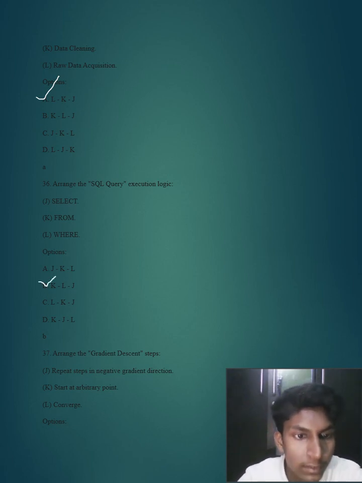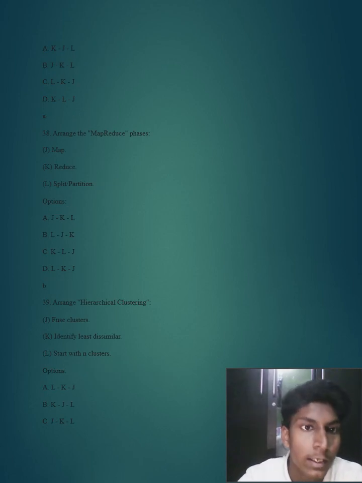On to the next question, we have question number 37. Arrange the gradient descent steps. K repeat steps in negative gradient direction, J start at arbitrary point, L convergence. And the options are KJL, JKL, LKJ, and KLJ. So the correct option is option A.